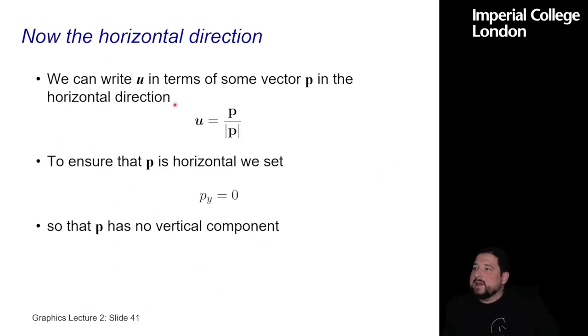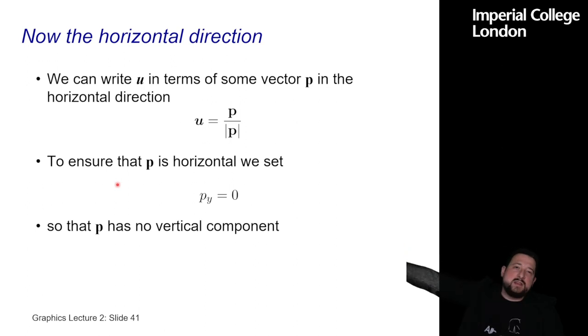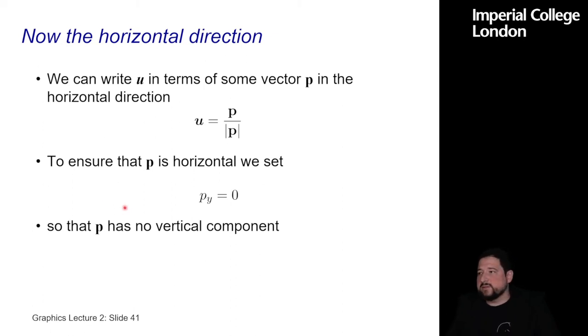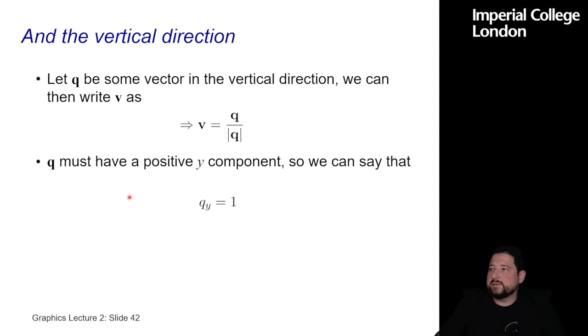And so we can write also U in terms of some vector P in the horizontal direction. That doesn't really matter. I can choose, and I can say that P, in this case, is some vector where the Y component has to be 0. So I want to make it parallel to my original coordinate system. So this has no vertical component, which is great. I'm in full control of that.